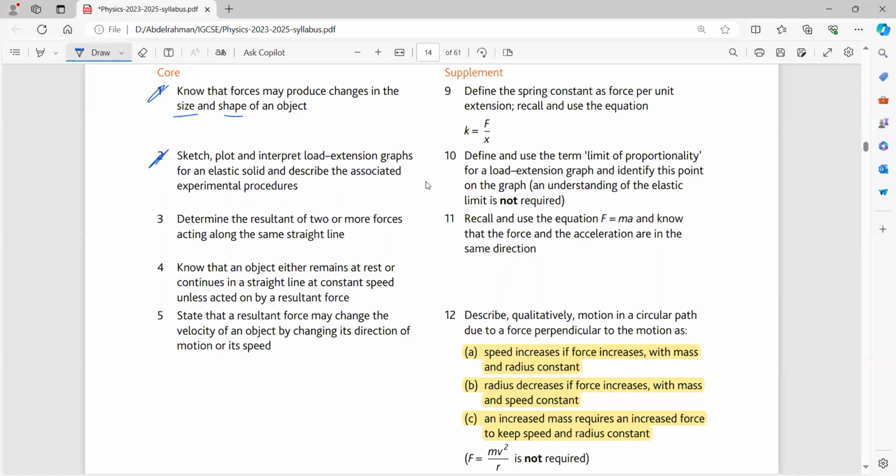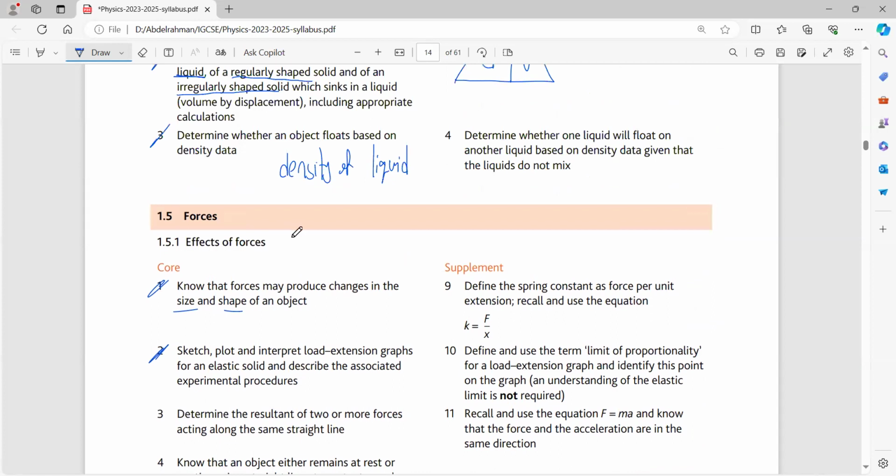You don't understand the last part. Which last part? Please be more specific, okay? Load extension graphs. This was when we were talking about Hooke's law, okay? The density part, you have a problem with the density. What's the problem with density?